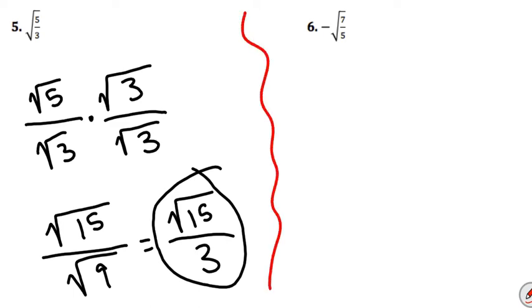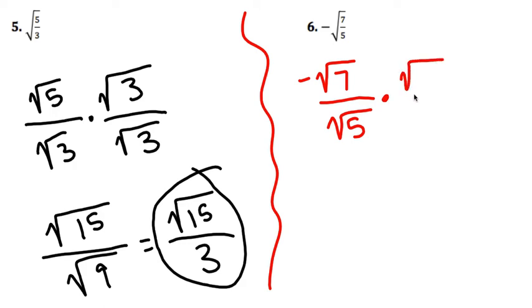Okay, number 6. I'm going to do a negative. It doesn't matter where we put the negative. It can be up top, out front, or on the denominator. It doesn't make a difference. I'm going to split that up first. Negative square root of 7 over square root of 5. Multiply by the denominator, so square root of 5 over square root of 5. Put the negative out front.